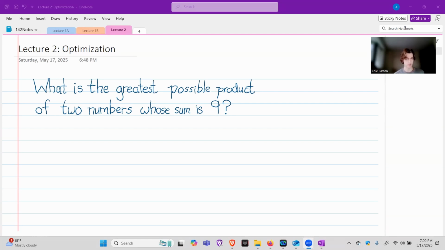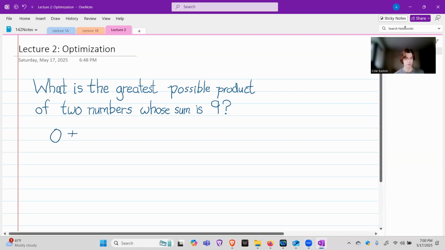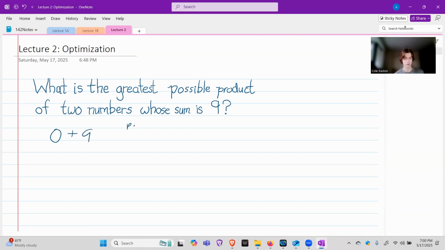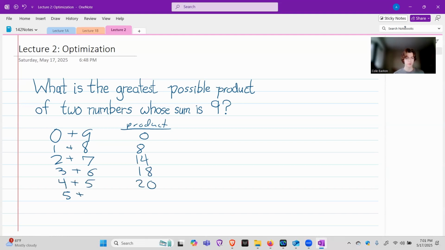I could say 0 plus 9, and that gives me, so we'll just make a little column here for product. That gives me 0. I could go 1 plus 8. That gives me 8. 2 plus 7 gives me 14. 3 plus 6 gives me 18. 4 plus 5, 20. 5 plus 4 gives me 20.